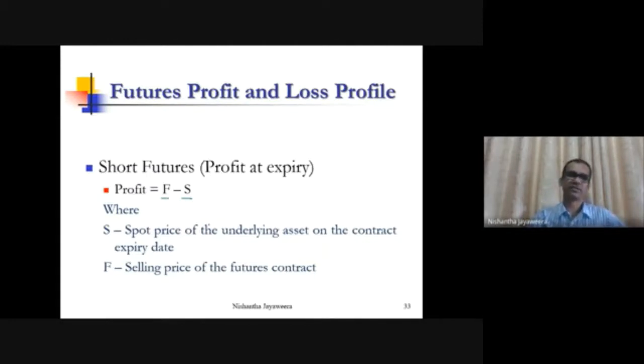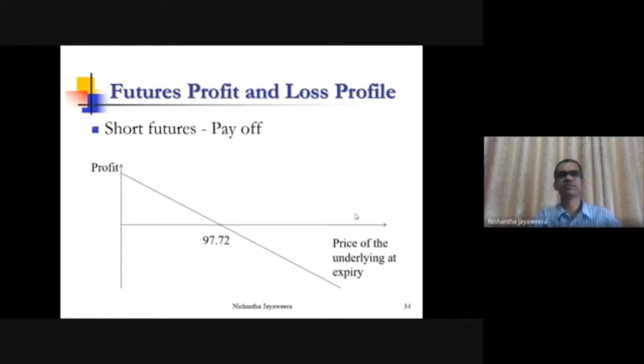Then you get it. So what is F here again? What is the price that you agreed? What is S here? What is the spot price prevailing on the expiry date? That difference is your profit if you are short a future. So I think you understood it. Therefore, we can go to the next slide. So this is the payoff diagram.